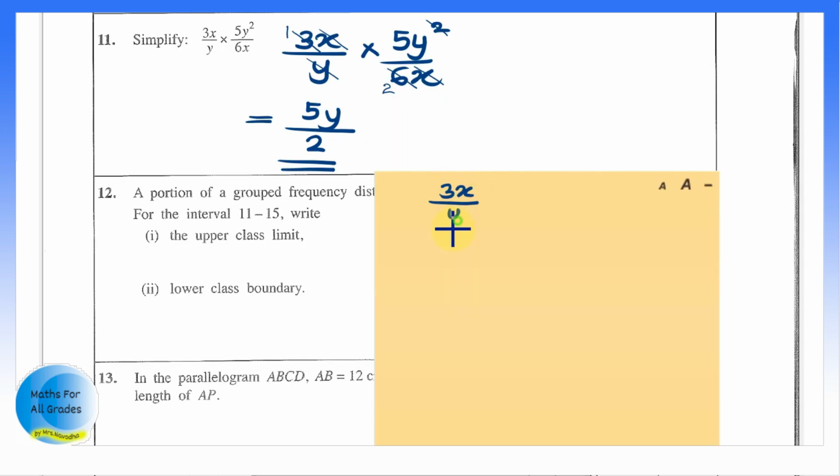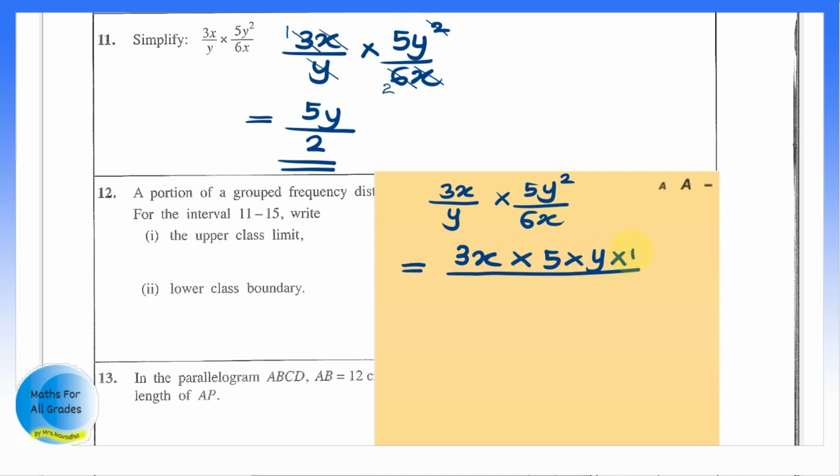3x over y times 5y squared over 6x. Now there are numerator and denominator values, so these are fractions. And you can see x and y terms here. So these are algebraic fractions and you have to do the multiplication here. Okay, let's do it this way. I'm going to write down numerator values here: 3x times 5, y squared means y times y. And the denominator values are y times 6x.